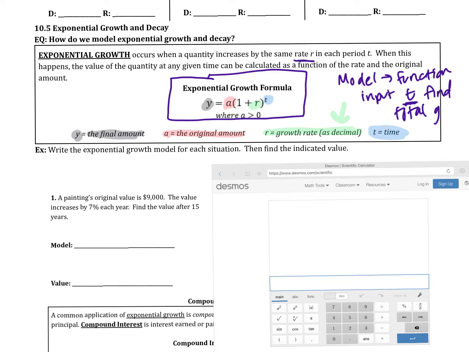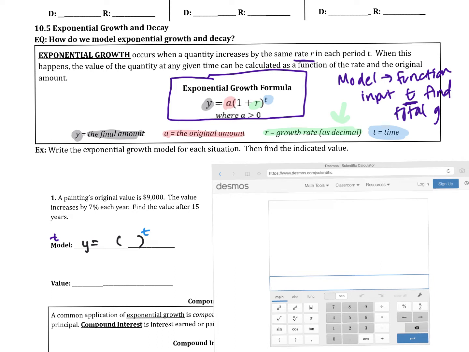So we're going to, for the first two problems here, write the exponential growth model for each situation, and then we're going to find the indicated value. So again, the model, I'm just going to make a little note to myself, this model should still have a t in it. So I know my model is eventually going to be y equals something times something to the power of t. Now I just need to figure out what goes where.